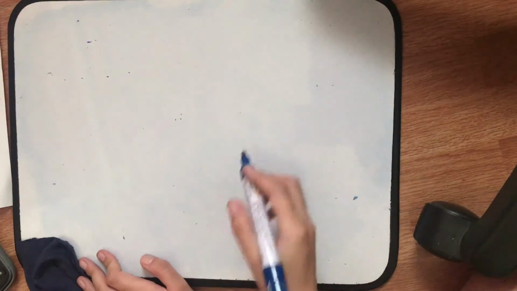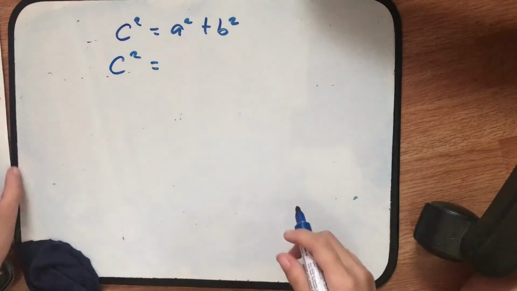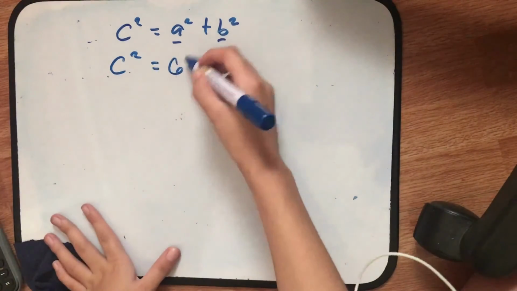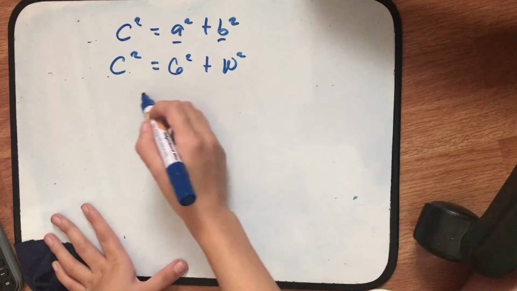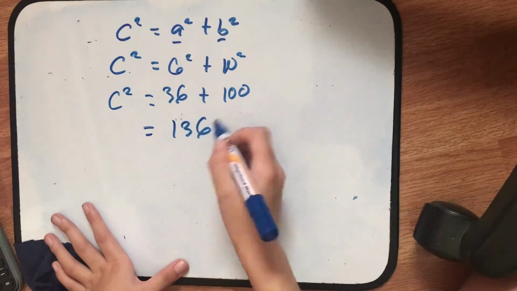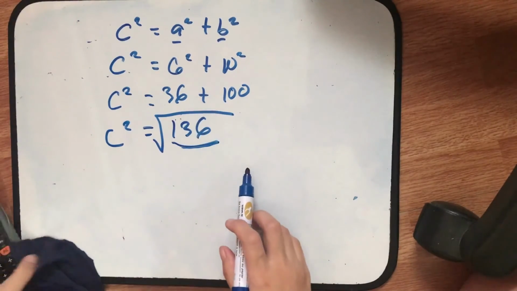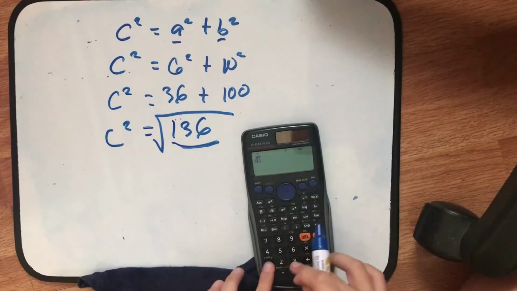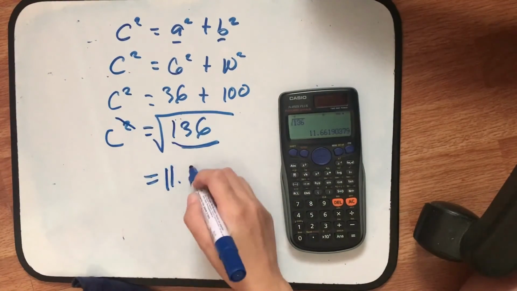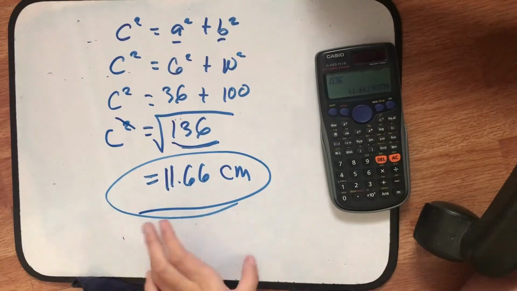For the second method, this is quite simple. We just have to use the Pythagorean Theorem, which is c squared is equal to a squared plus b squared. We already have the values for a and b: a is 6, b is 10. So 6 squared plus 10 squared. Calculate 36 plus 100, and then it will be 136. To get c, take the square root of 136. Input that into the calculator. It's 11.66, rounded off to the nearest 2 decimal places. So this is the other way of solving for side C.